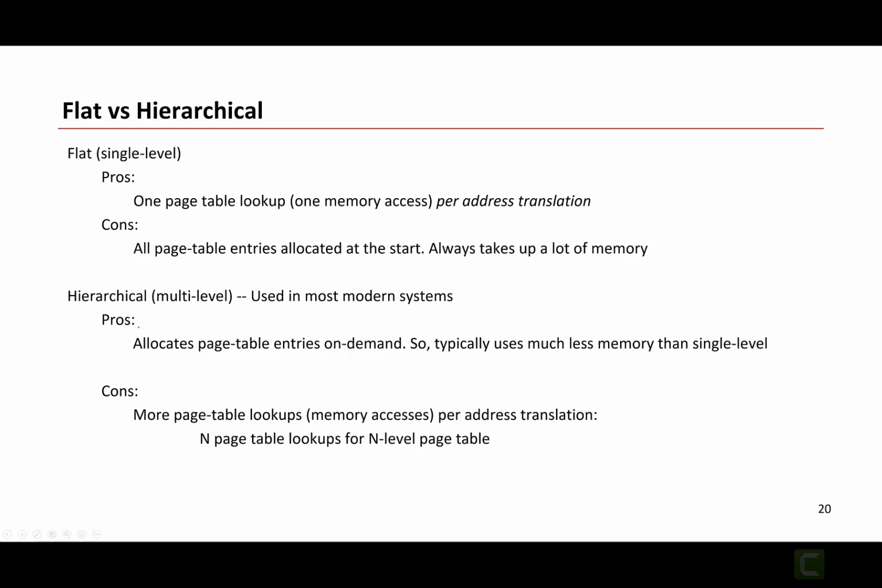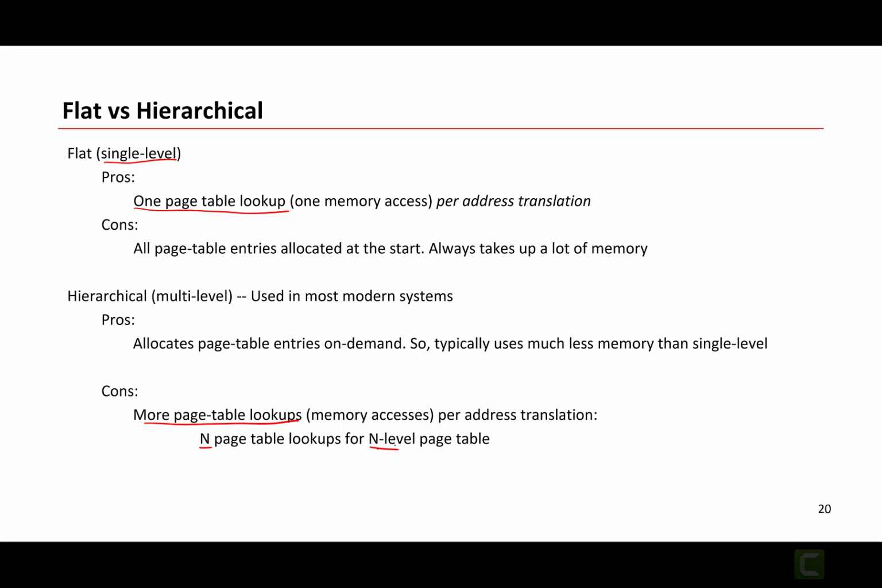So how do I compare a single level with multi-level page table? With the single level, there is an advantage, which is that I need only one page table lookup to do an address translation. But in the case of a multi-level page table, unfortunately, I need to do multiple lookups. So if I have a 2-level page table, I need to do 2 lookups. If I have n level page table, I need to do n lookups.